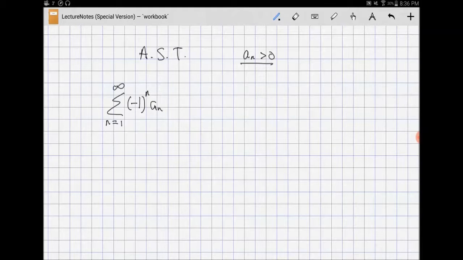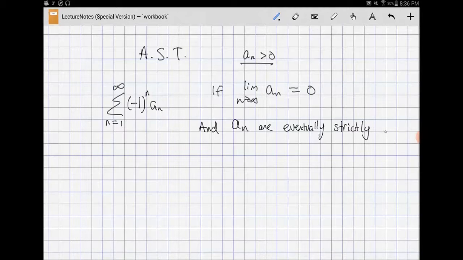But what the alternating series test states is that if you fulfill the condition that the limit as n goes to infinity of a_n is equal to 0, and the terms of a_n are eventually strictly decreasing, then we can say that the series converges.